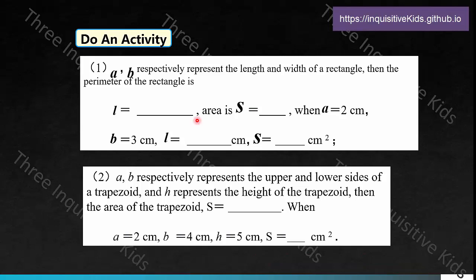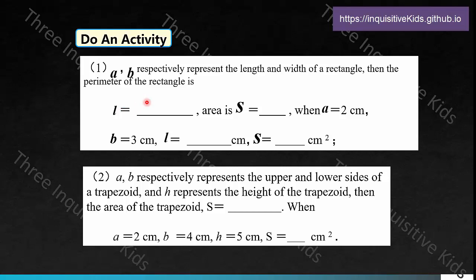Now here is another doing activity. 1. a, b respectively represent the length and width of a rectangle. Then the perimeter of the rectangle is, and then you have to fill in all of these blanks. Pause the video and do it. So this is the perimeter, and if you were confused, just pause the video again and then do it, okay? I'm sorry, but now you know the perimeter.